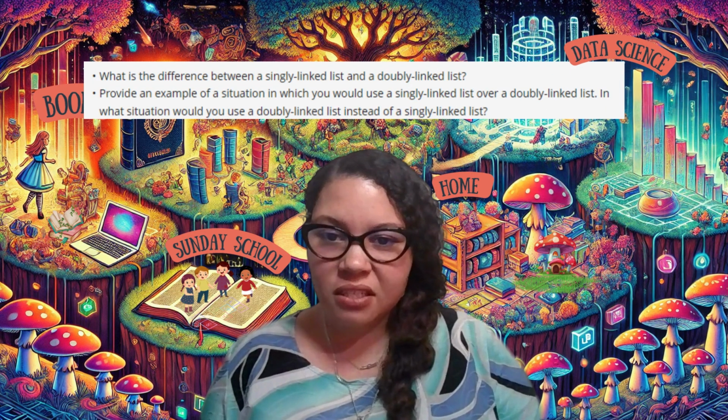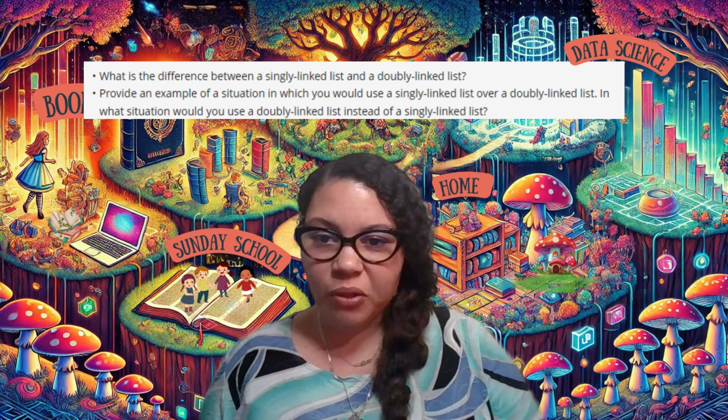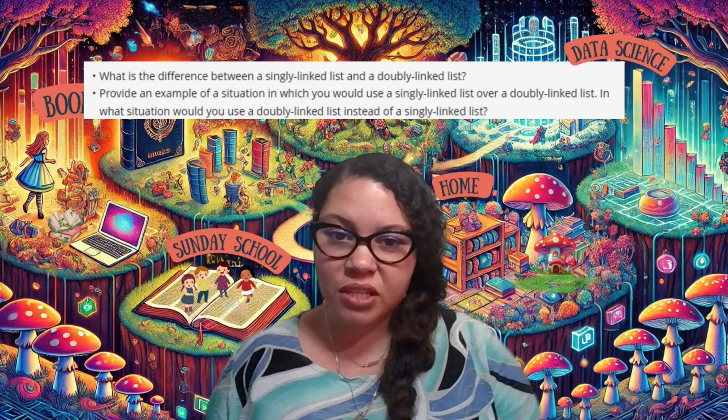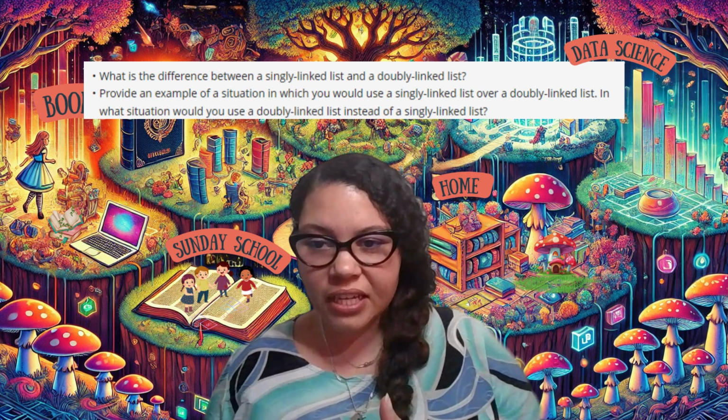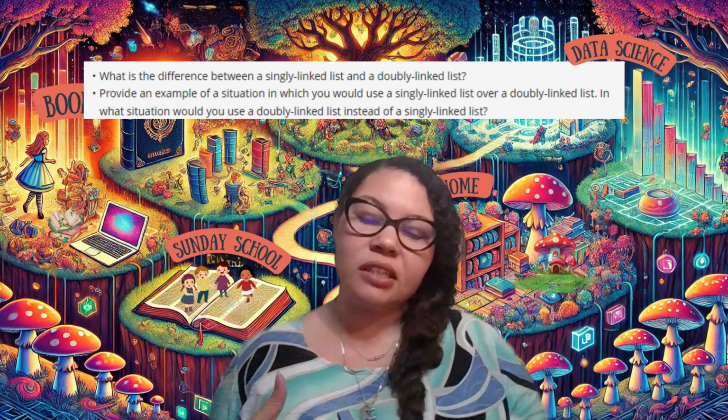So, for the next few weeks, we are diving into data structures for problem solving. That is the course I'm currently in. And the discussion question for the week was a pretty fun, pretty straightforward one. I enjoyed it. What we had to do was explain the difference between a singly linked list and a doubly linked list. We also had to provide an example of a situation in which we would use a singly linked list over a doubly linked one, and where we would use a doubly linked list over a singly linked list.